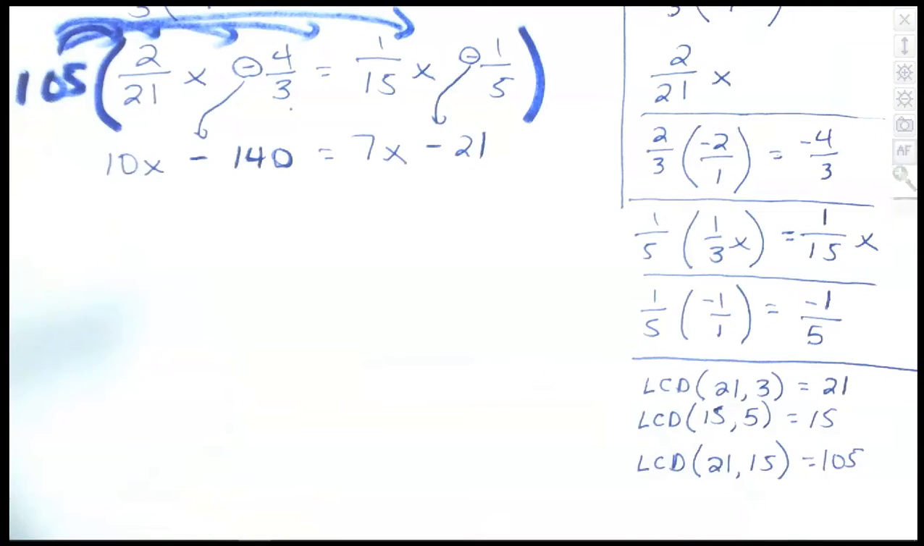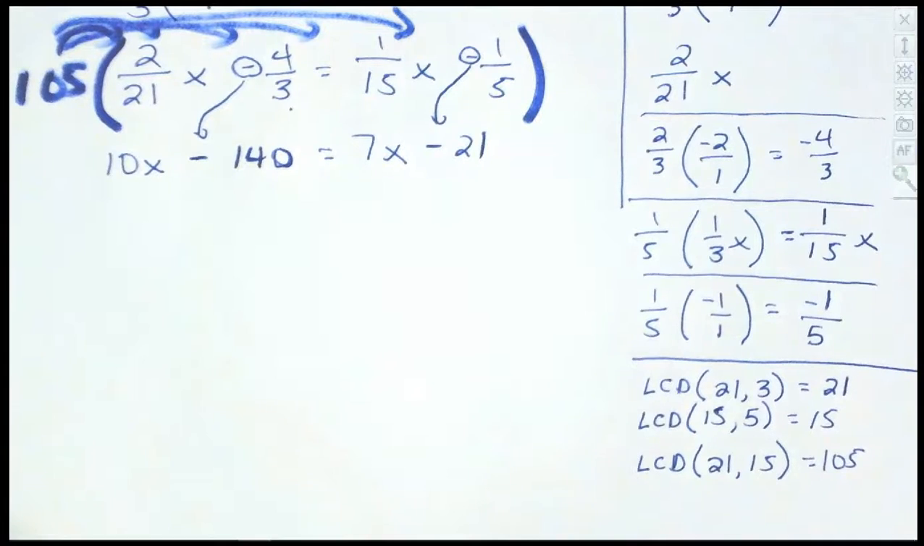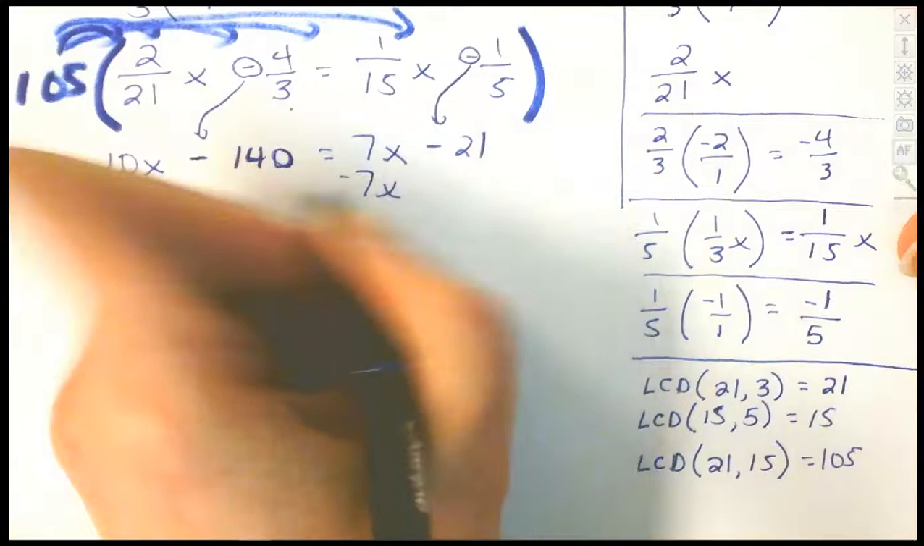Now we have something that we can finish. So now it's easy. Move things around. So let's move the 7x over.